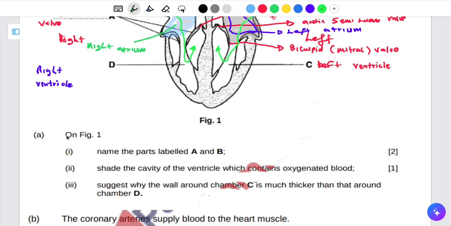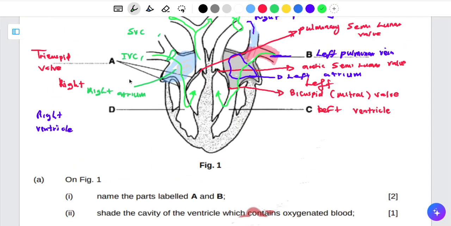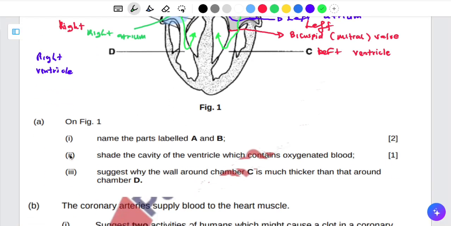The first question is saying we need to name the parts labeled A and B. According to this one, part labeled A is called tricuspid valve. Then part labeled B is called left pulmonary vein. Then Roman numeral number 2: shade the cavity of the ventricle which contains oxygenated blood.